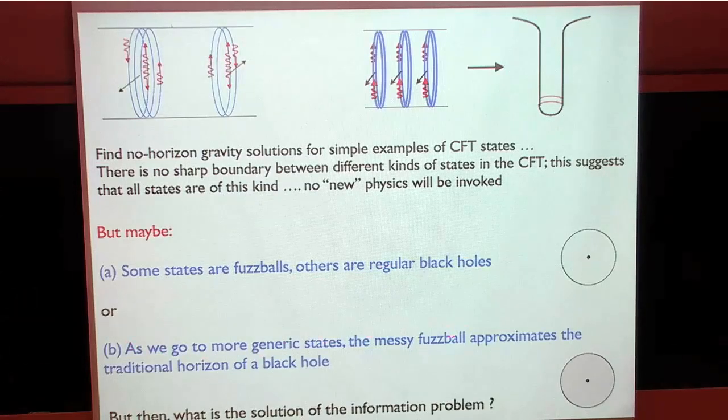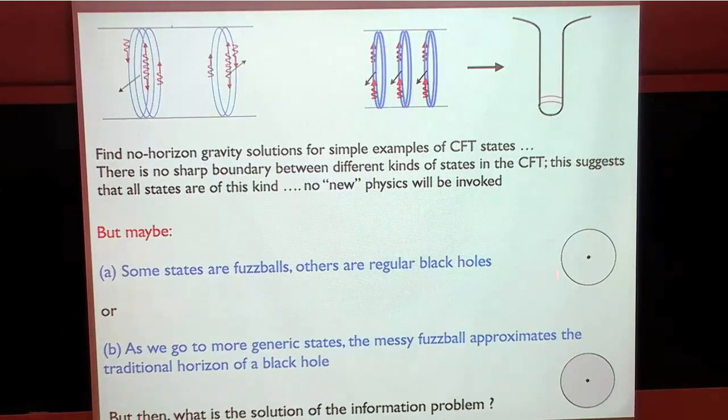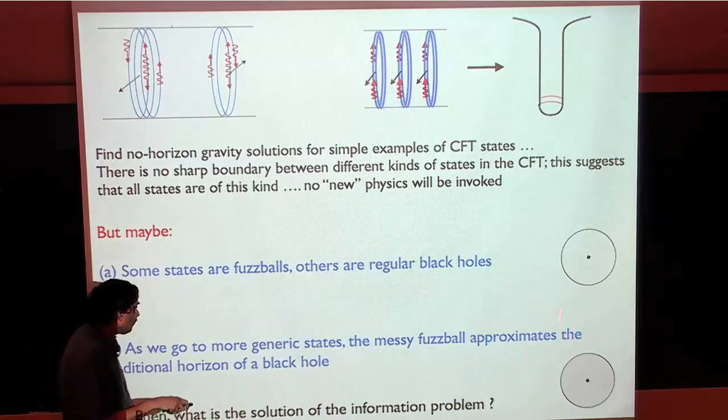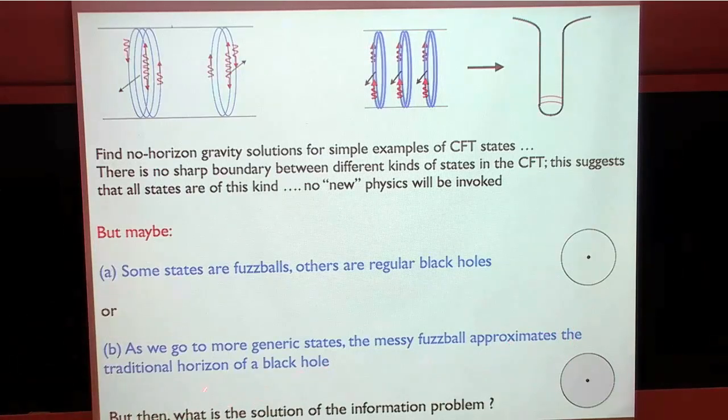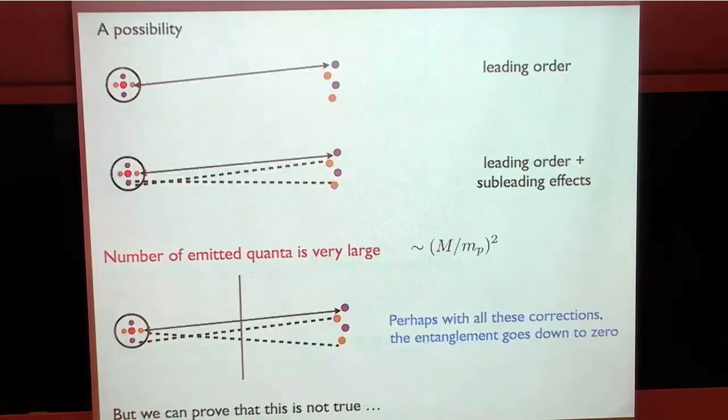Or as you go to more generic states, the messy fuzzball may just approximate a black hole. So there may be some tiny, tiny changes that you can't see, and it may go back to a black hole. But then, of course, in these cases you should ask: what's the solution to the information problem? People are not very happy with the complete change of the horizon this thing was suggesting, and should we be happy or should we be worried about that?